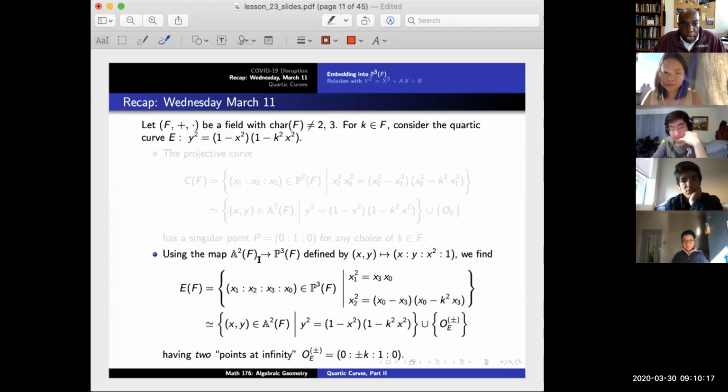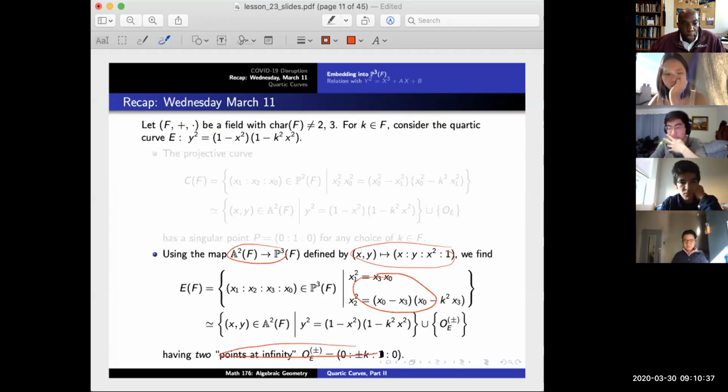Instead, let's try to embed everything into P3. So now we'll do this trick of introducing more coordinates, x0, x1, x2, x3. So we're embedding everything inside of P3. Now we have 2 equations. And this will give us, instead of 1 point at infinity, 2 points at infinity. Right? That was the main thing that we found before.